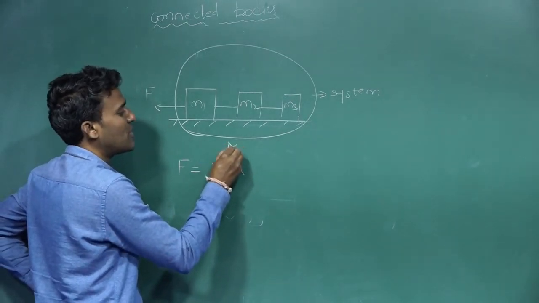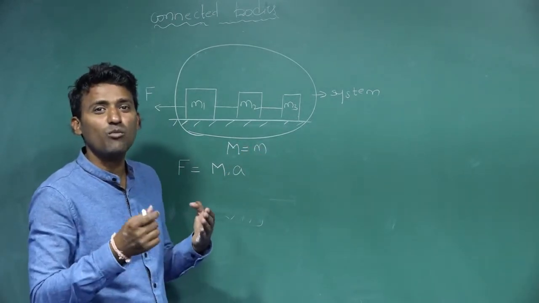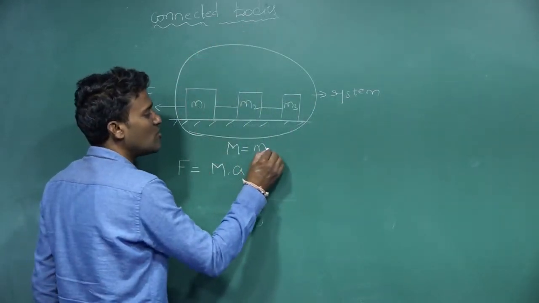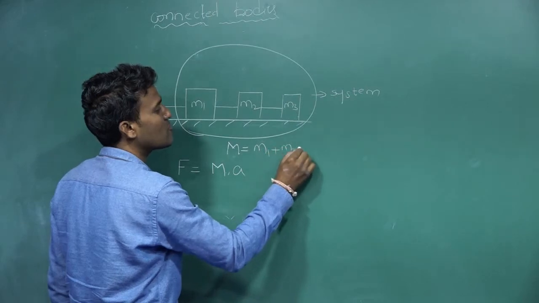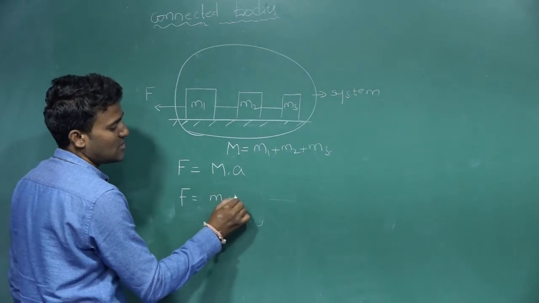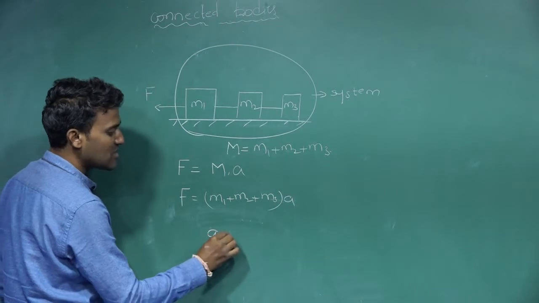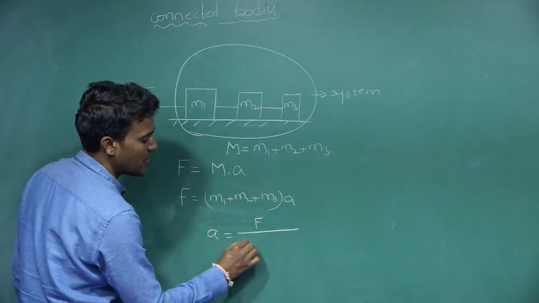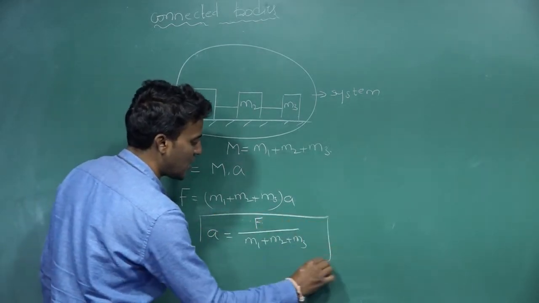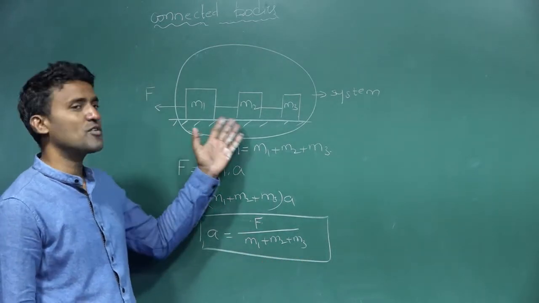Here, capital M means the total mass of the body. Body means I am taking it as the total system. The total mass of the system is equal to the mass of the first block plus the mass of the second block plus the mass of the third block. So F is equal to M1 plus M2 plus M3 into A. At that moment, acceleration A is equal to F divided by M1 plus M2 plus M3. So that is the acceleration of the blocks.